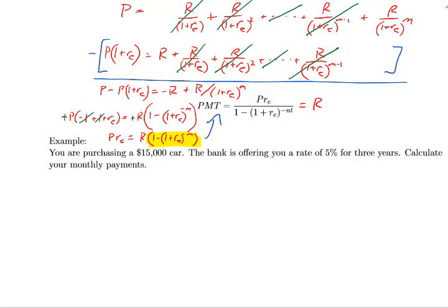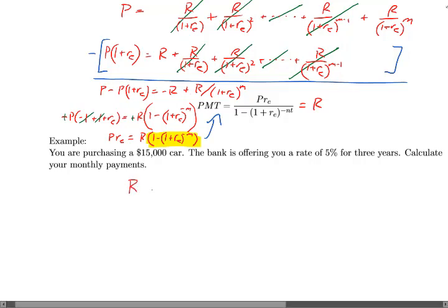We're purchasing a $15,000 car. The bank is offering us a rate of 5% for 3 years. Calculate your monthly payments. Okay, so we're just going to use the equation, which is again R equals P·RE over 1 minus (1 plus RE) raised to the negative NT. And so again, what is RE?